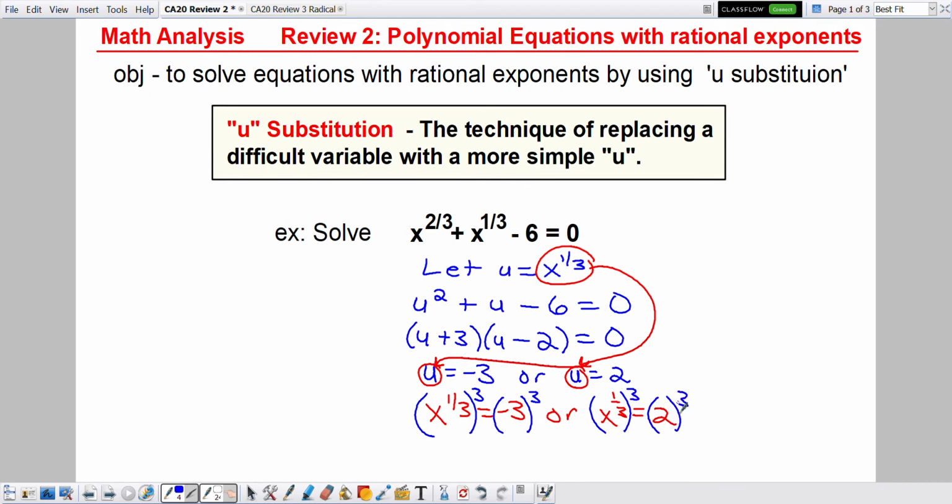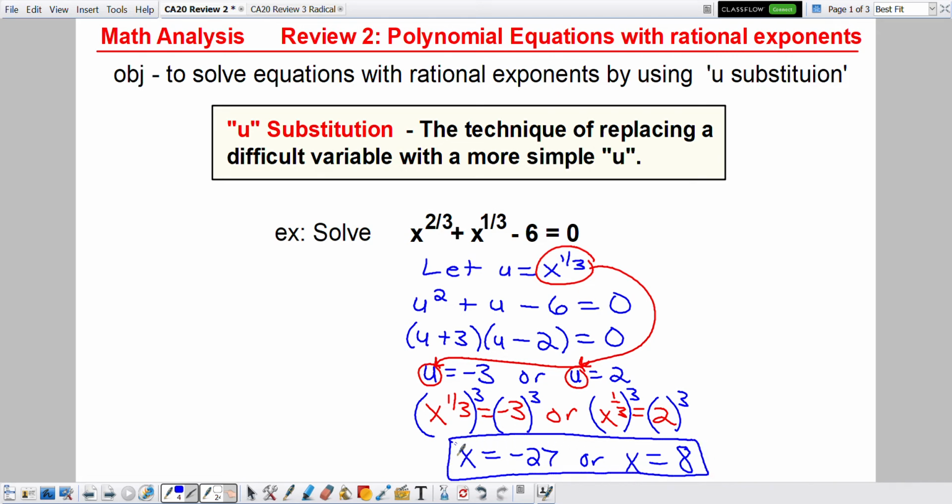And if you do that, it cancels out the exponent. You just get x. -3 to the 3rd power is -3 times -3 times -3. It's -27. Again, the same thing over here. x to the 1/3 power raised to the 3rd power cancels out. You just get x to the 1st power. And 2 to the 3rd power is 2 times 2 times 2, which is 8. Now you've solved the problem. Okay.